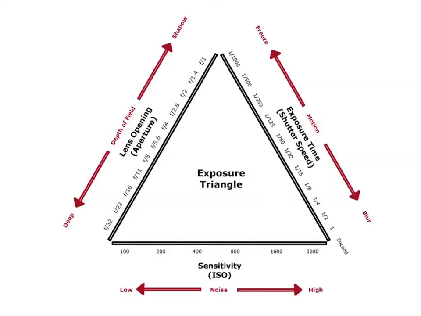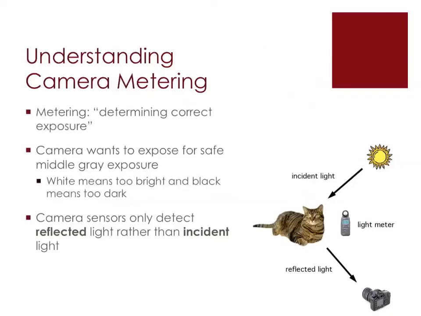Okay, all right, so let's move on. The next topic we're going to discuss is this: you understand how the exposure triangle works theoretically, but you have to understand how your camera sees light. When you put it on auto mode, how does your camera decide how bright the image is?